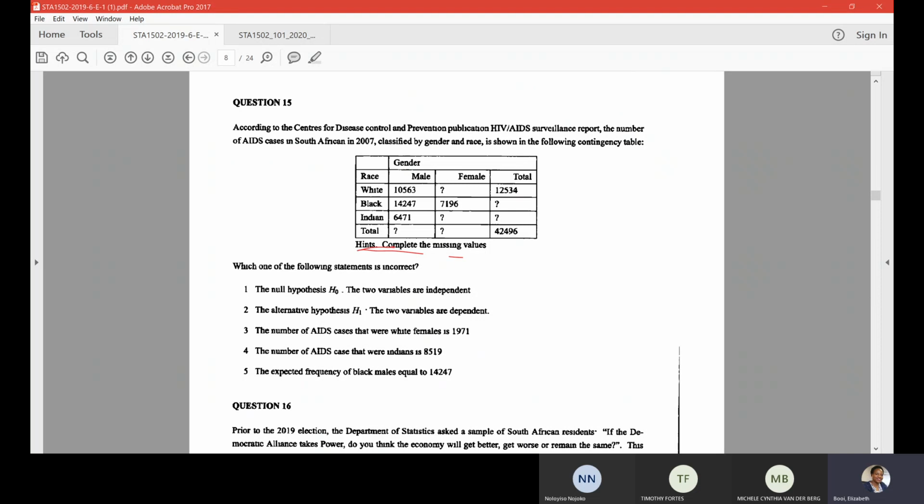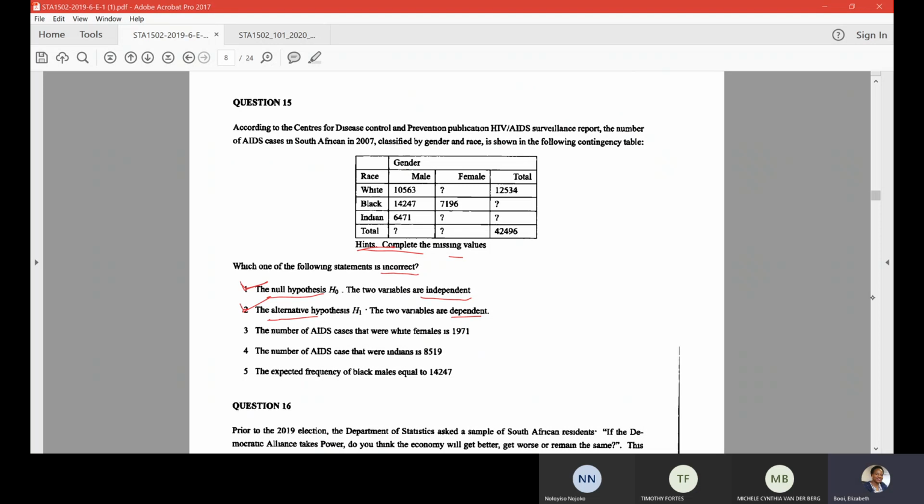Remember, it's a contingency table or chi-square test. So the null hypothesis will always state independent. The alternative will state dependent. So null hypothesis, independent, which makes this the correct statement. We're looking for the incorrect one. Alternative, dependent. That is correct, since if your null hypothesis is independent, your alternative will be dependent. Always, always, the null hypothesis states independent.